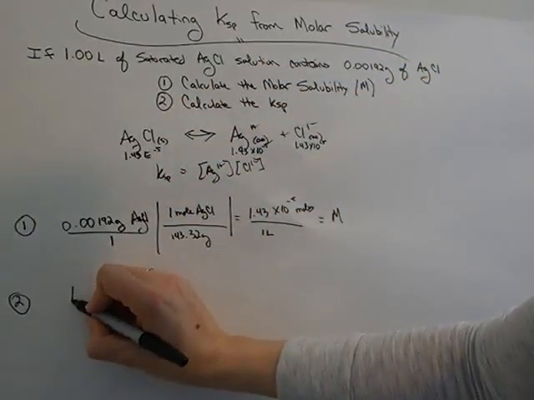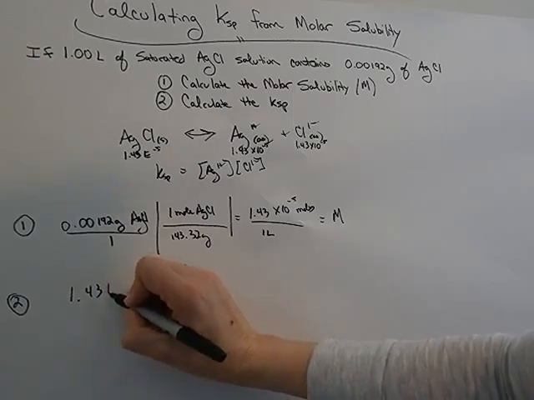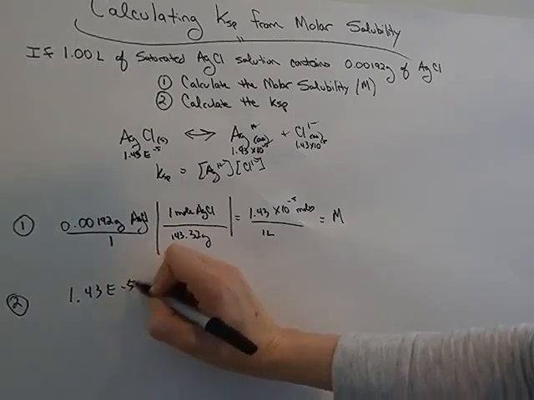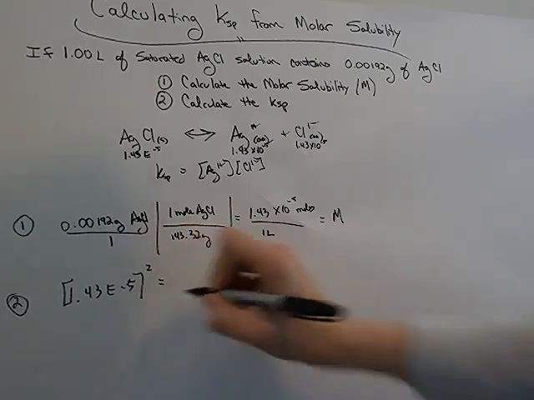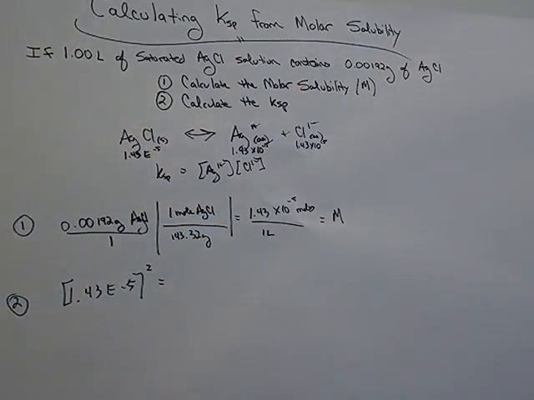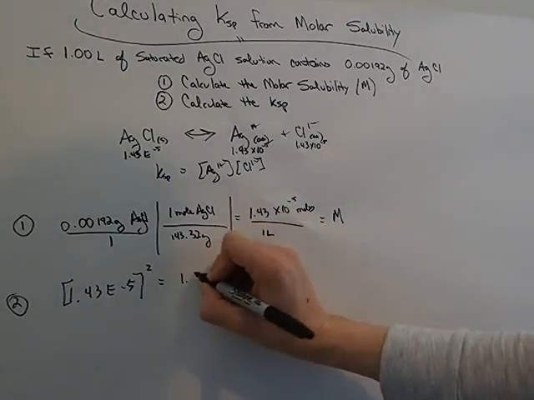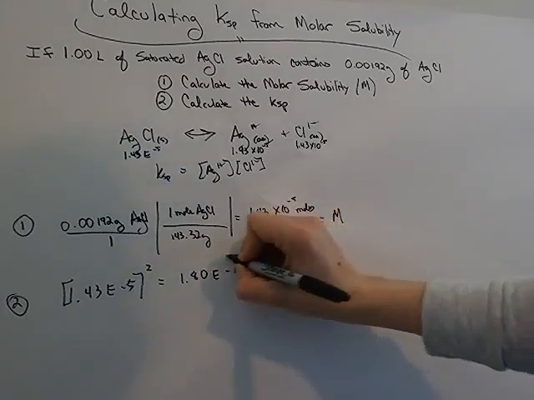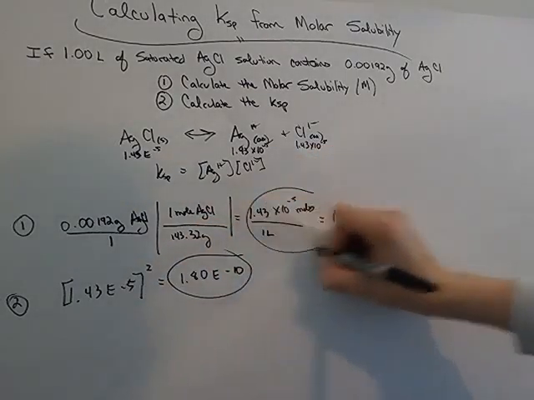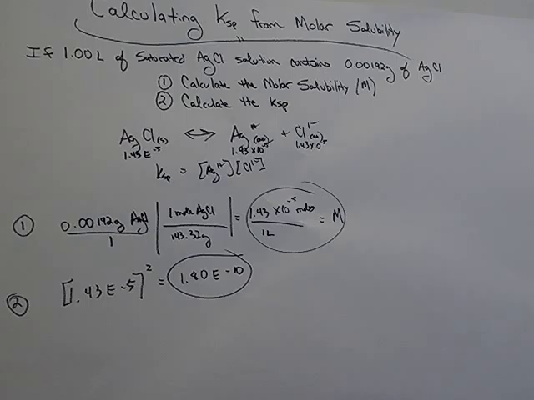So we should have 1.43 times 10 to the -5th squared. And the KSP value here should equal about 1.8 times 10 to the -10th. No unit, but that would be our final answer. So that's calculating KSP data from basically saturation data.